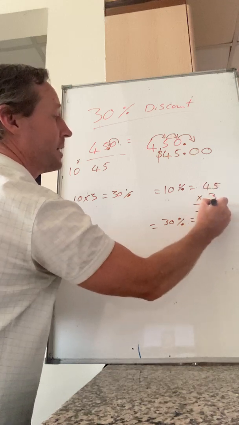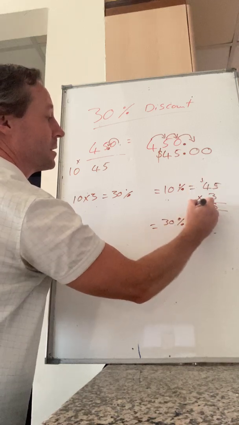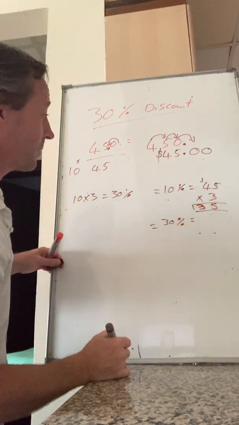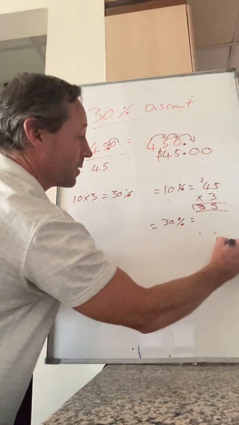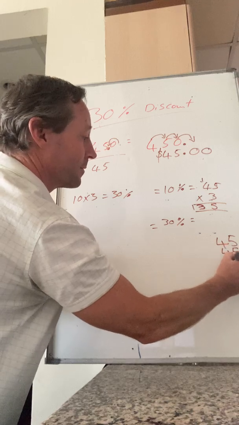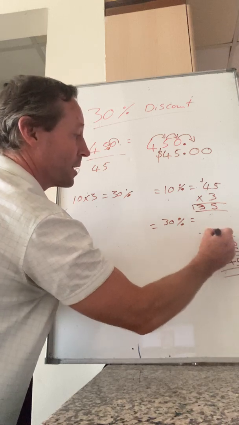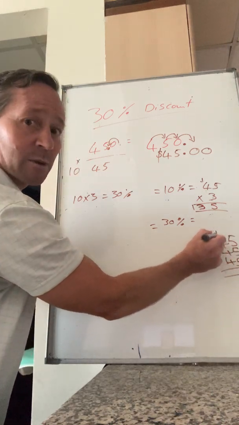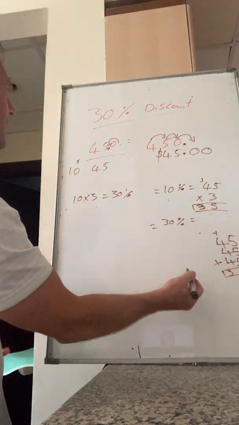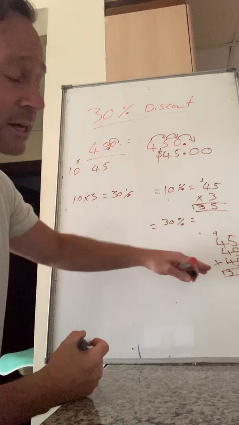3 times 5 is 15. Carry the 1 over. 3 times 4 is 12 plus 1 is 13. So here, 135. I could do 45 plus 45 plus 45. 5 plus 5 plus 5 is 15. Carry the 1. 4 plus 4 plus 4 is 12 plus 1 is 13. You could do that way. So in this case, if we're talking 30% of 450, it would be 135.